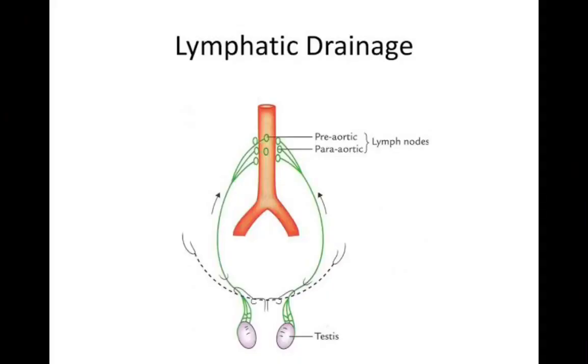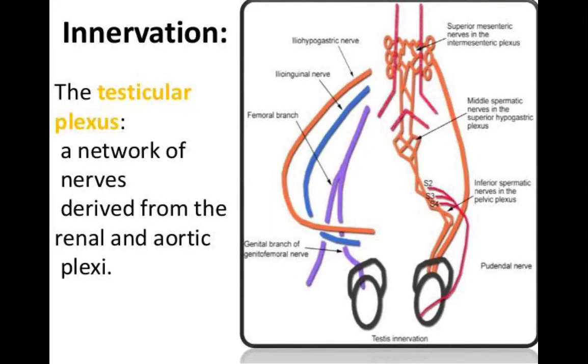The lymphatic drainage of the testes goes into the pre-aortic and para-aortic lymph nodes, which follow the course of the testicular blood vessels. As for the nerve supply, the testis is predominantly supplied by the sympathetic nerves from the renal and aortic plexus. The preganglionic fibers are derived from the 10th and 11th thoracic segments of the spinal cord.